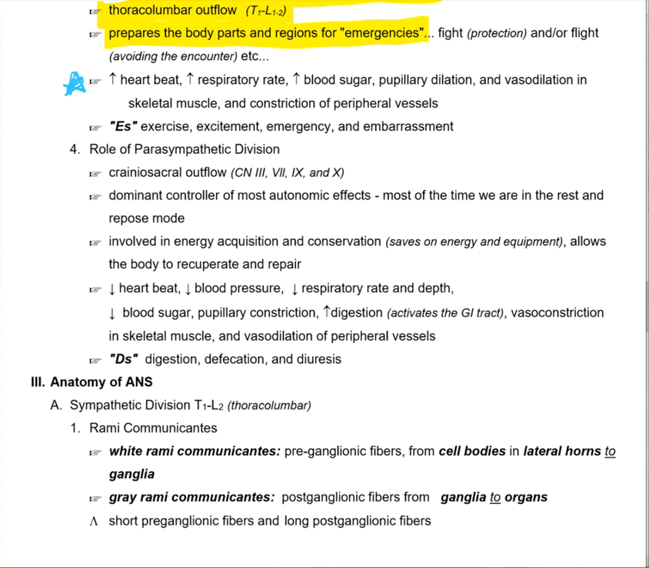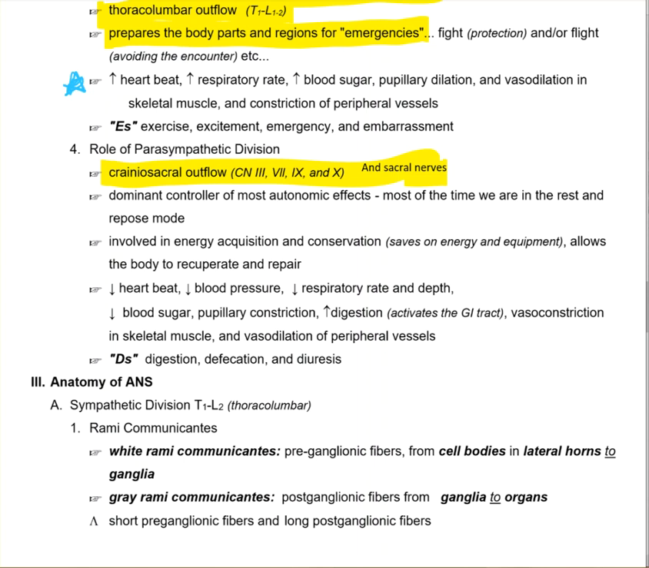Now let's contrast that to parasympathetic. So the first difference is that it goes out the craniosacral area. So it goes out cranial nerves and sacral nerves. Craniosacral.